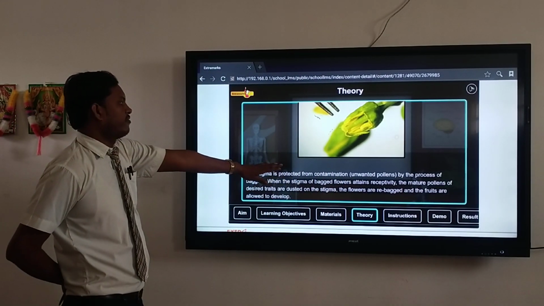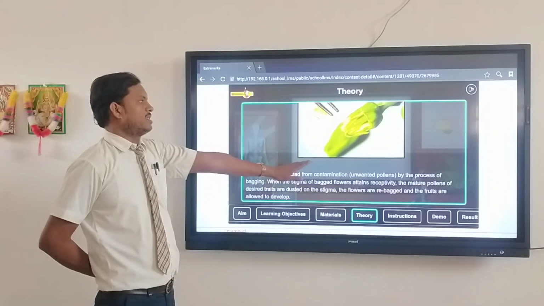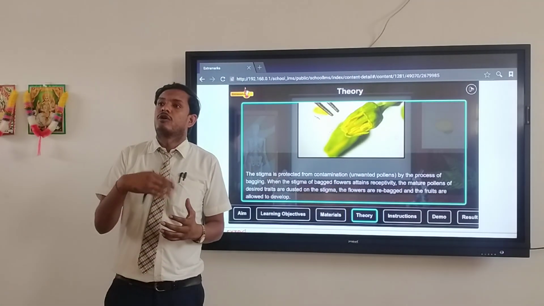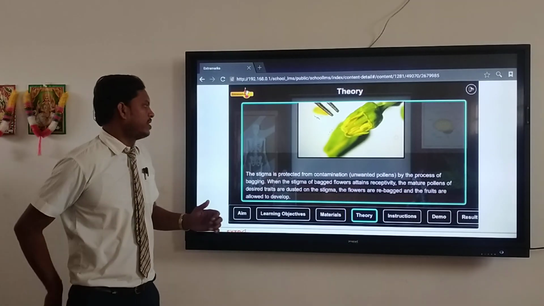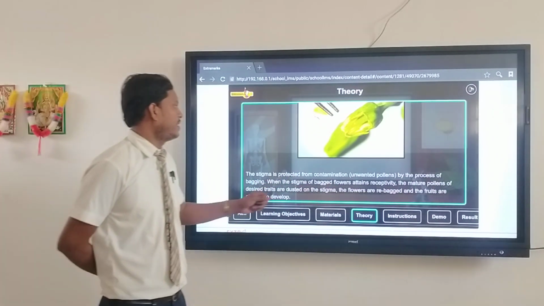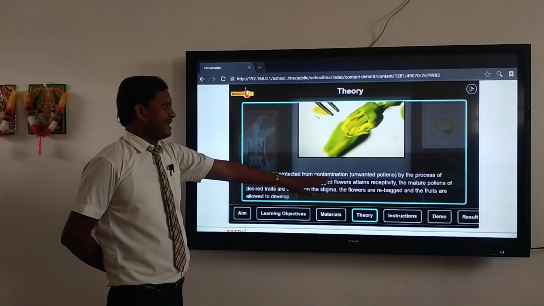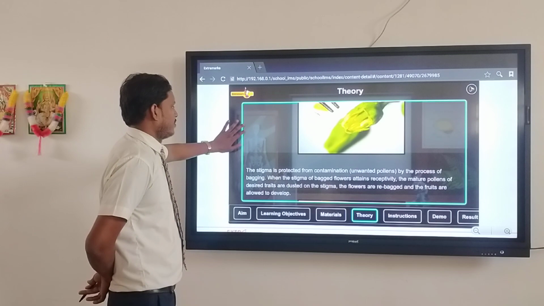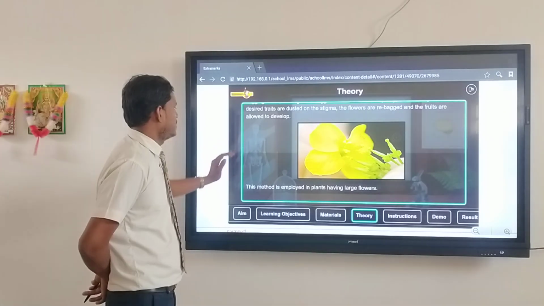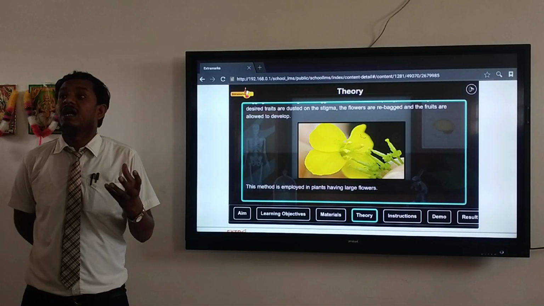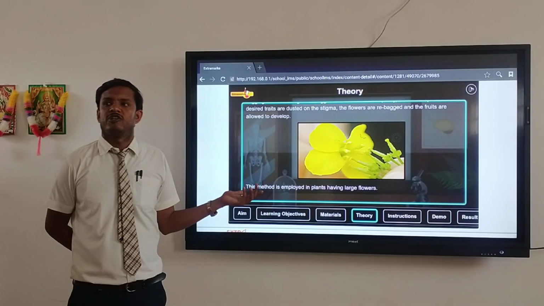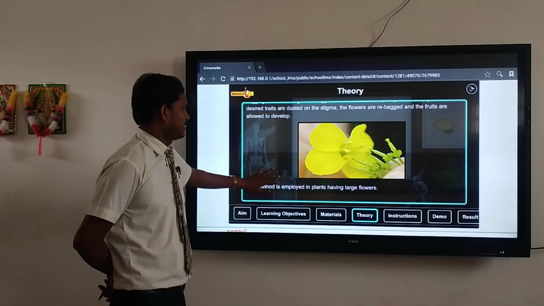The stigma is protected from contaminating unwanted pollen by the process of bagging. The next step is bagging, so that unwanted pollen grains should not fall on the stigma. That is the reason why we bag the emasculated flower. The flowers are repacked and the fruits are allowed to develop. This is artificial pollination. This method is employed in plants having large flowers. For those having large flowers, we can achieve successful pollination or fertilization by using this kind of method.